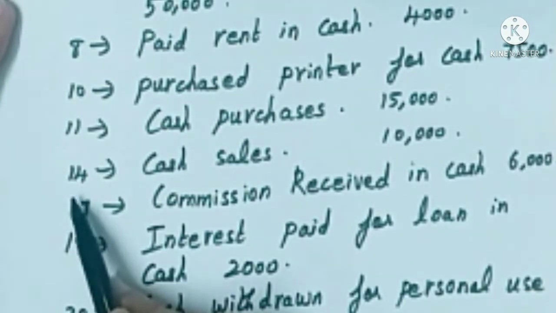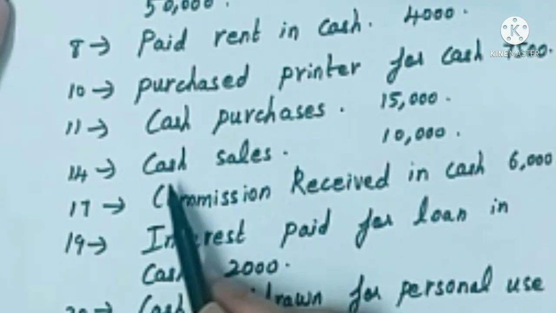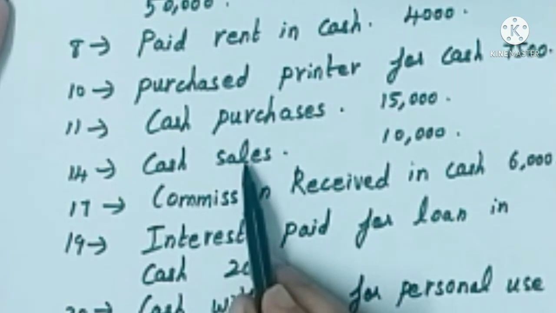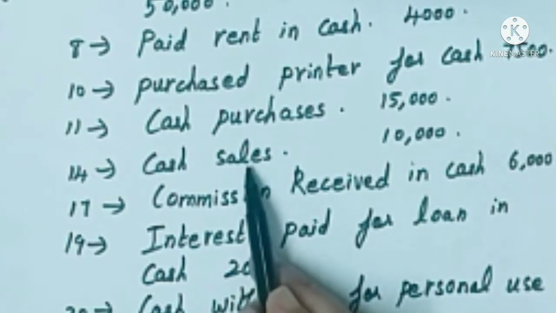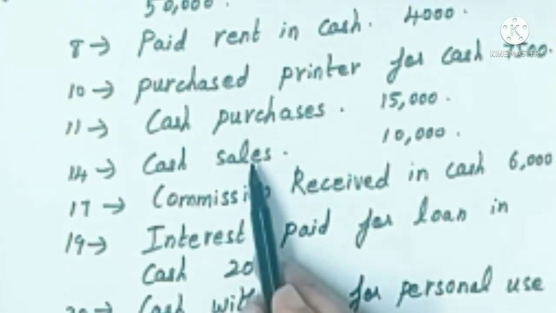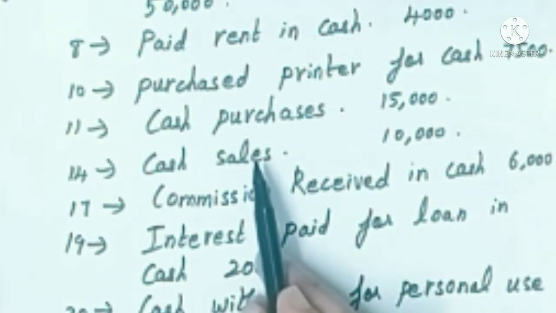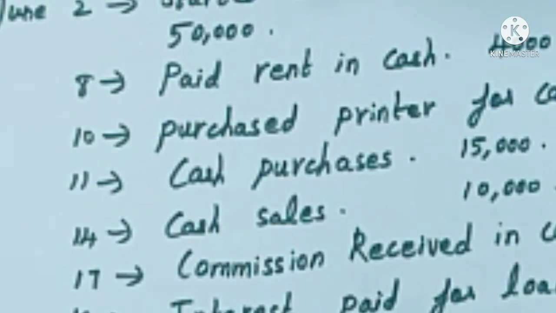Next transaction is on 14th June. Cash sales. We already know from the introduction part of journal entry that sale is an income. According to the nominal account rule, we have to credit all incomes and gains. That's why sales account is credited. Now let's see how to pass the journal entry for cash sales of rupees 10,000.